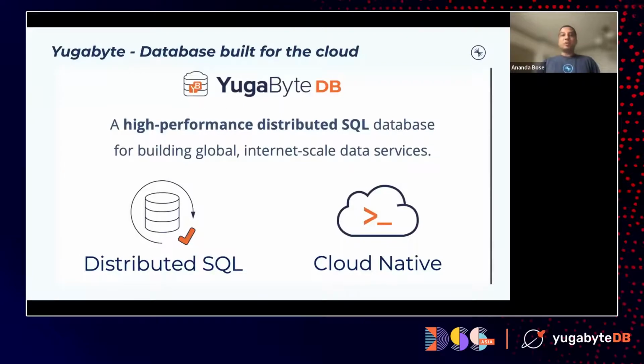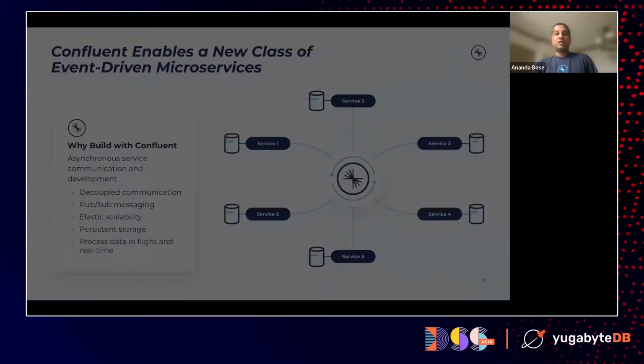Now, then comes Yugabyte. Yugabyte is a database built for the cloud, which means that it's a very high performance distributed SQL database for building global internet scale data services, which means two things, right? One is it's distributed SQL, which means it's built for distributed operations. And second is it's cloud native, which means that it has scale, elasticity, and a variety of these functions.